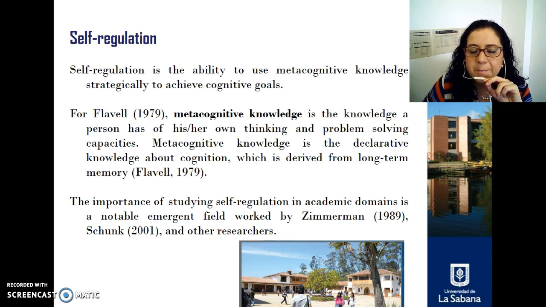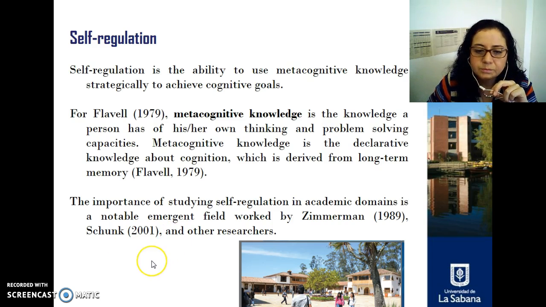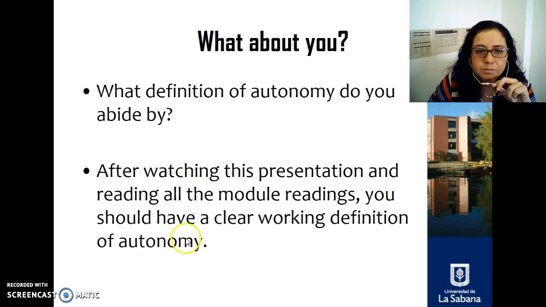One more important topic from our course is self-regulation. Self-regulation is the ability to use metacognitive knowledge strategically to achieve cognitive goals. So take a minute to think about that and how that would be done in real life. What about you? What definition of autonomy do you abide by? After watching this presentation and reading all the module readings, you should have a clear working definition of autonomy.